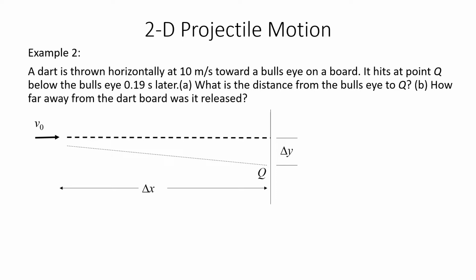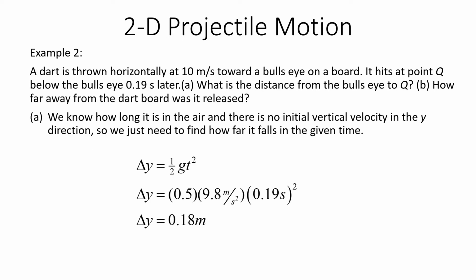Okay, so how are we going to do this one? Well, we know how long it takes to get to the wall. And we know its initial velocity, and the initial velocity is all horizontal. Since the initial velocity was all horizontal, the vertical motion is the same as if we just simply dropped it. So the distance below the bullseye where it hits is just the distance that it falls in the time it's in the air. And the time it's in the air was given as 0.19 seconds.